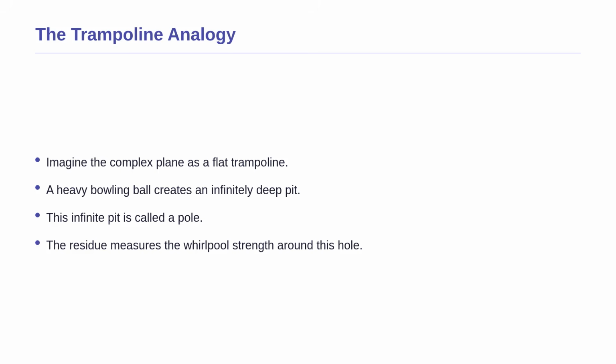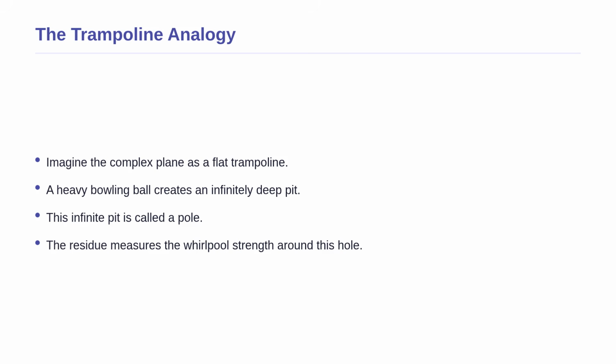Let us start by building some intuition. Imagine a flat trampoline, which represents our mathematical space, the complex plane. Now, if you place a heavy bowling ball on it, the fabric stretches down infinitely deep at that exact spot. In complex analysis, that deep, infinite pit is called a pole. It is a specific point where a mathematical function blows up to infinity.